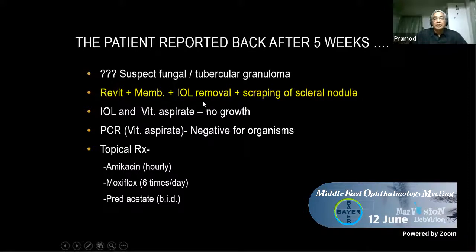We did a revitrectomy. This time we removed the intraocular lens also, and whatever pupillary membrane, wanting to do a clean job. Again, the IOL and vitreous aspirate showed no growth. PCR of the vitreous aspirate was negative for any organism. So we decided, because there is no fungus, to continue amikacin and moxifloxacin. But we cut down the steroid acetate because we were still not sure what we were dealing with, so just a nominal dose twice a day.